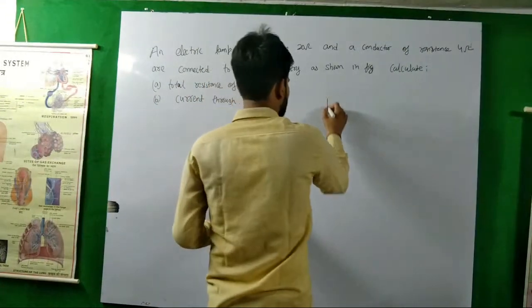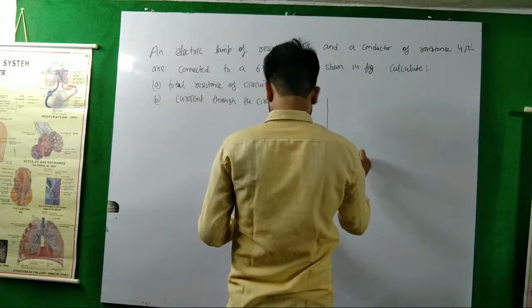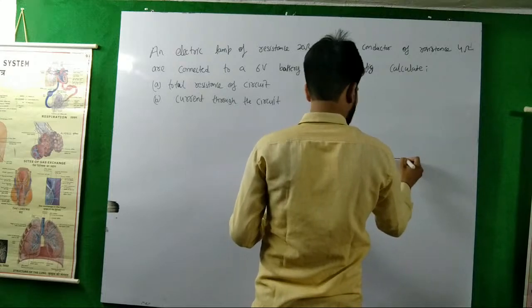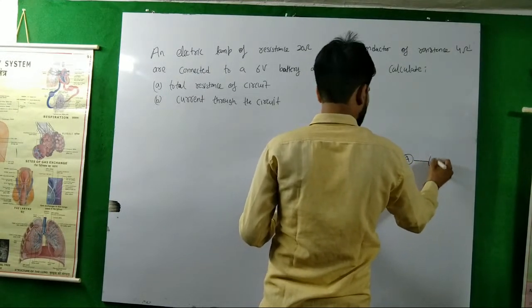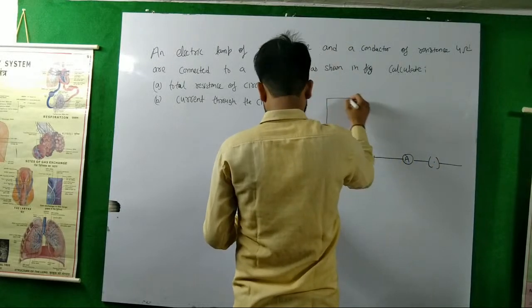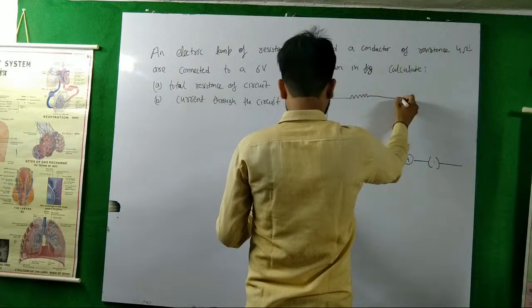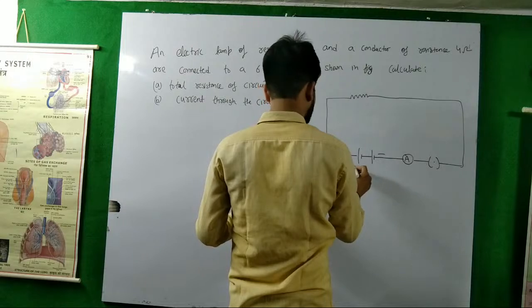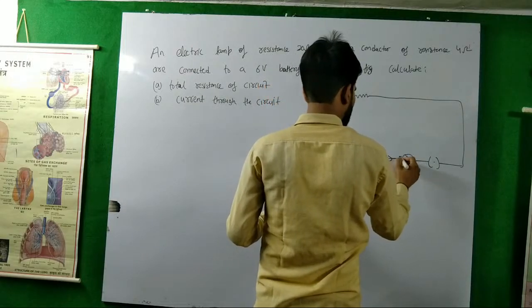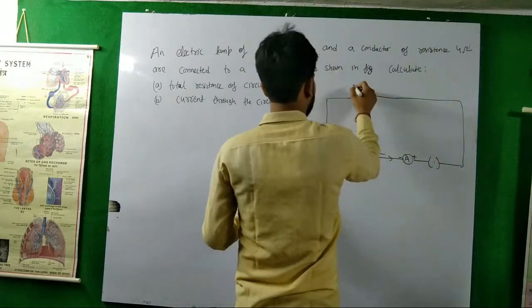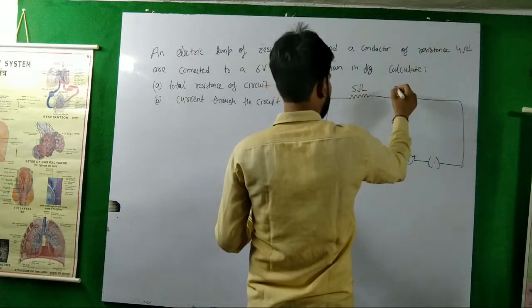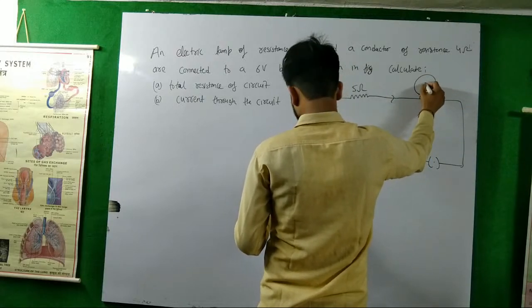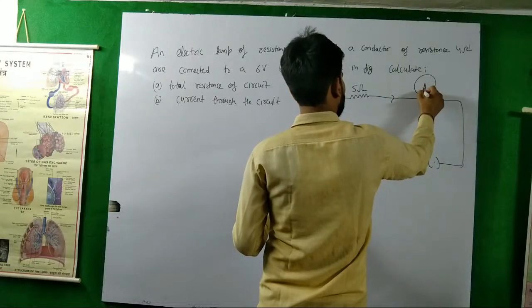Firstly, we draw the circuit, and the given circuit is that. We can see the given circuit, and thereafter we can solve the questions which are given. This is plus minus 6 volt, this is the 5 ohm resistance, and this is a bulb. You can say lamp or bulb, anything.